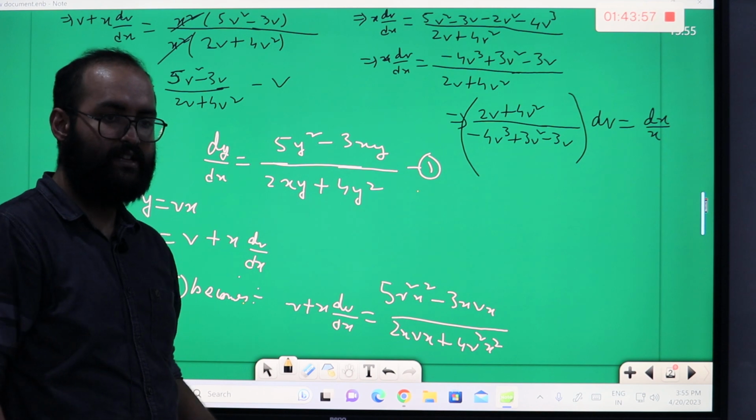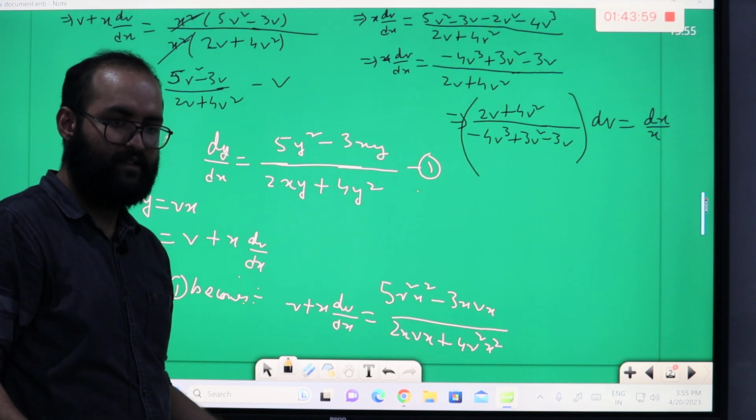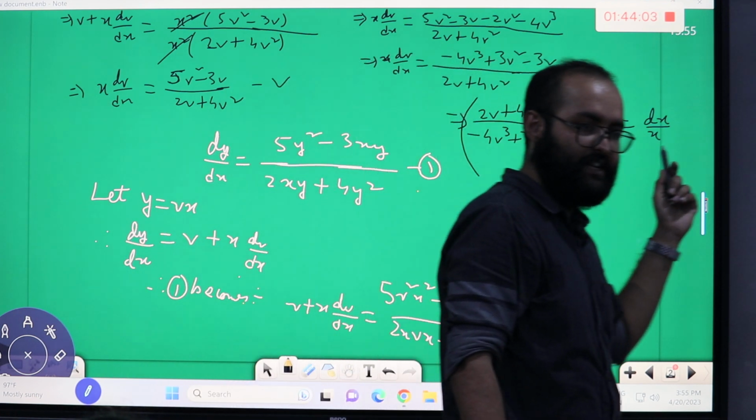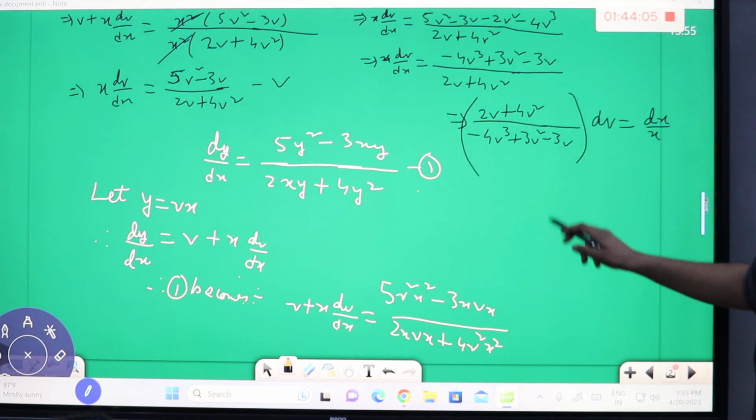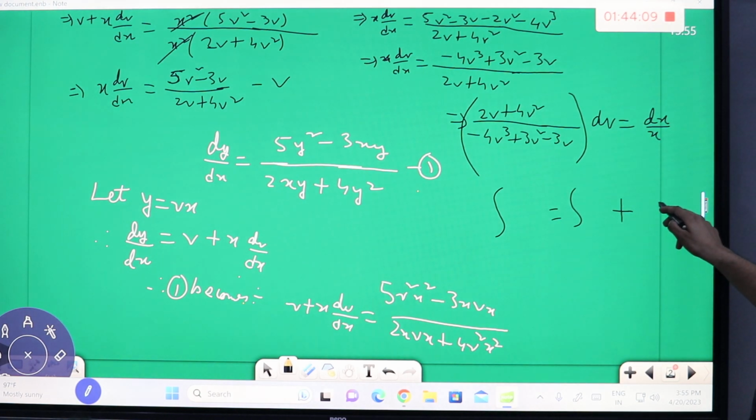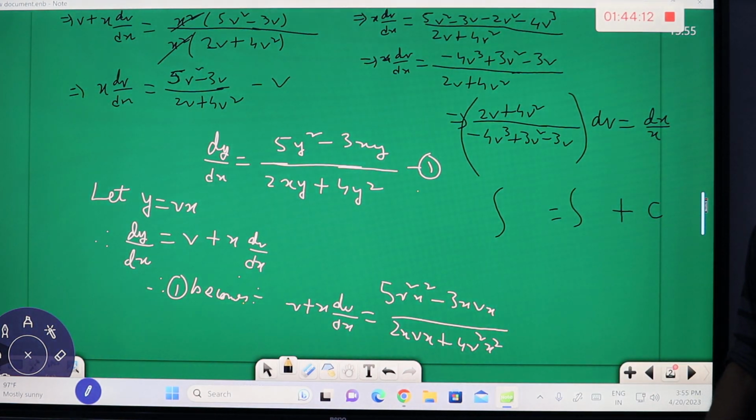And now you will integrate again. Simply you will integrate again. And now you know how to integrate this. Integrating on this side and this side. And since this is indefinite integration, you have to put plus C, isn't it? So you know how to find integration now?